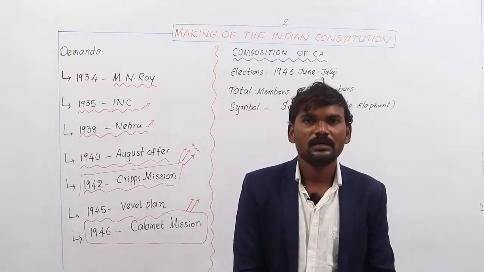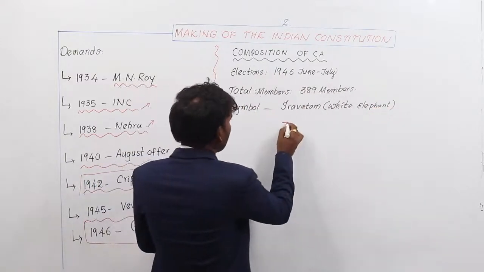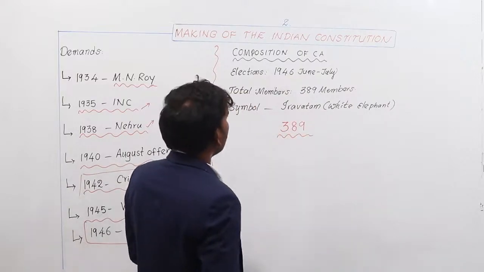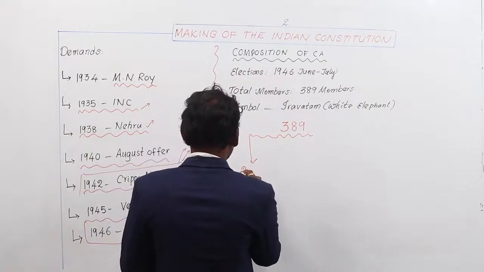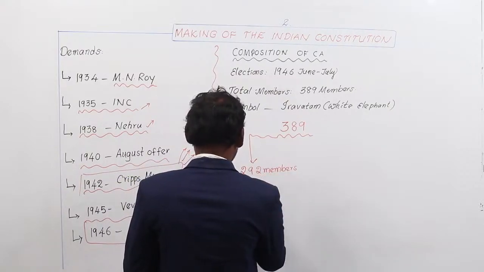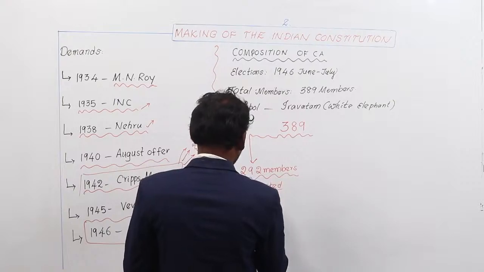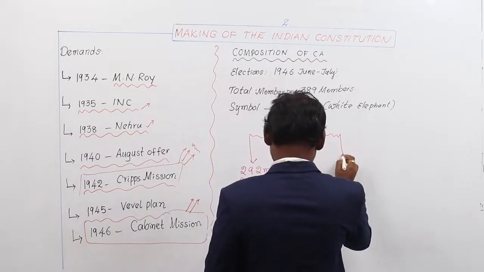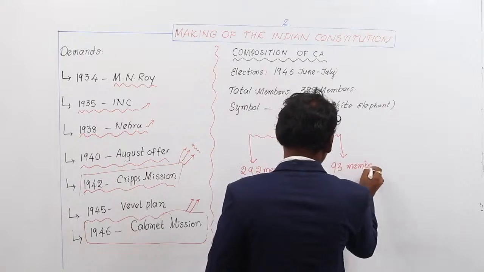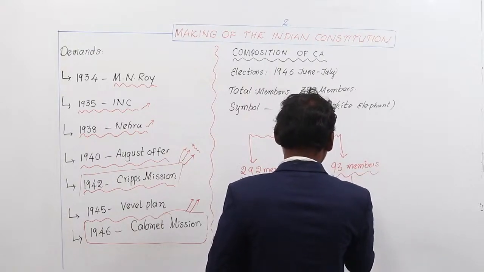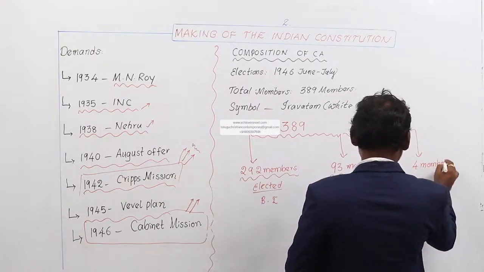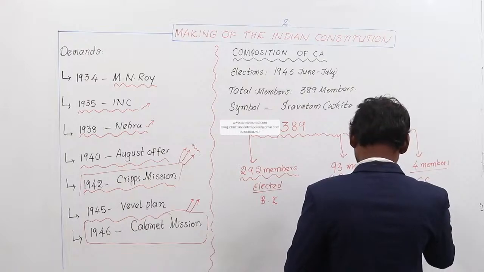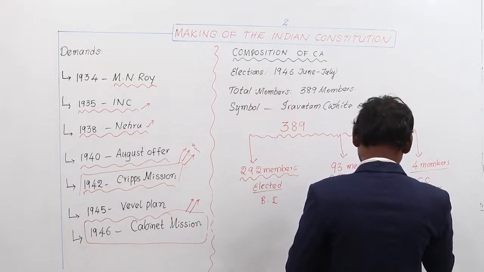Coming to the number of members in the Constituent Assembly, it actually consisted of 389 members when the elections were held in June-July 1946. Of these, 292 members were directly elected from British India, meaning from the provinces. 93 members were from the princely states. And the remaining 4 members were elected from the chief commissionerates: Delhi, Ajmer, Mewar, Coorg and Baluchistan.